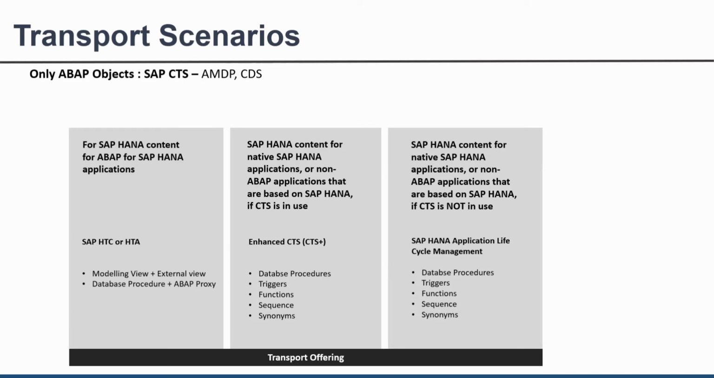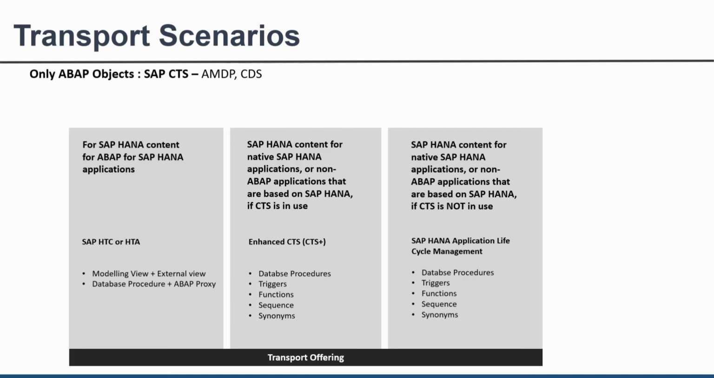The third scenario is you have only a HANA object, that means a HANA native object. You haven't created any ABAP object for the same. So for example, if you have created a database procedure or a trigger or a function or a sequence or synonym, anything like this in the HANA database, and you want to transport it from one system to another.